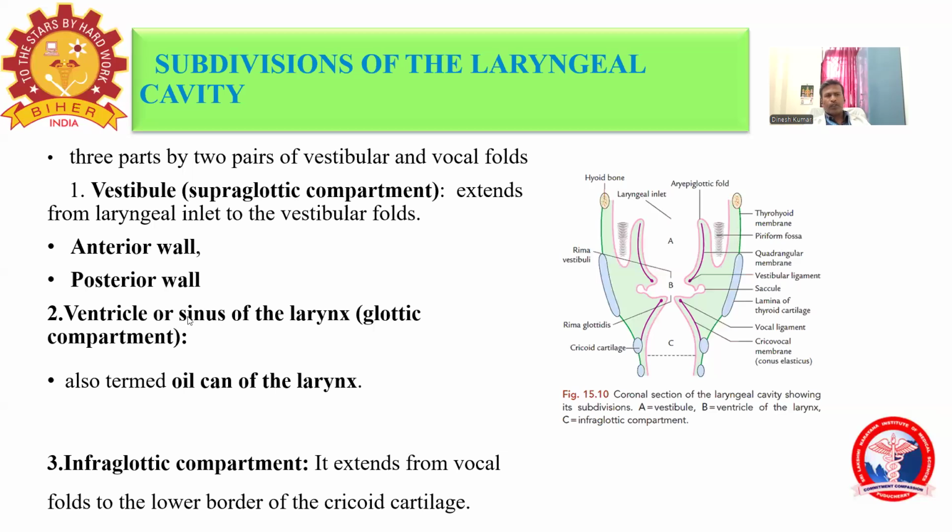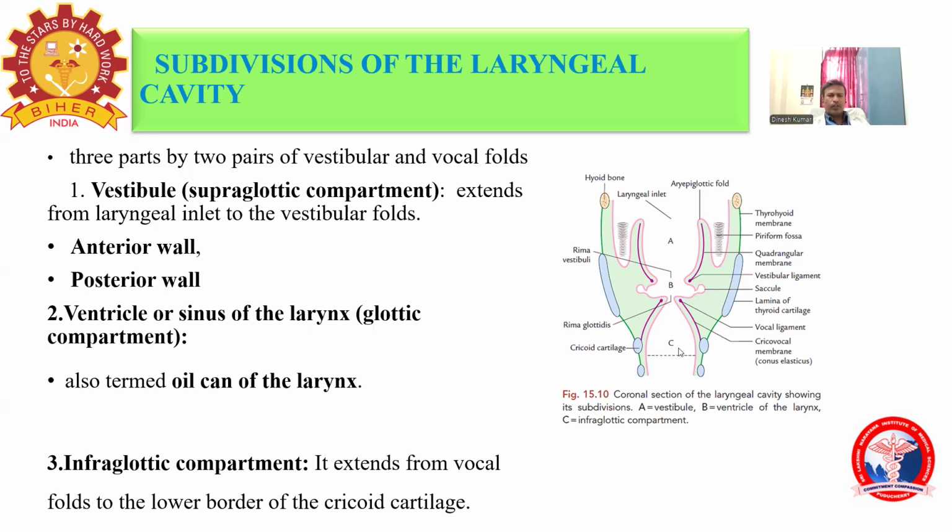The ventricle or sinus of the larynx, or the glottic compartment, is also called the oil can of the larynx, because here a lot of sebaceous glands are present. Okay, submucosal glands are present here.